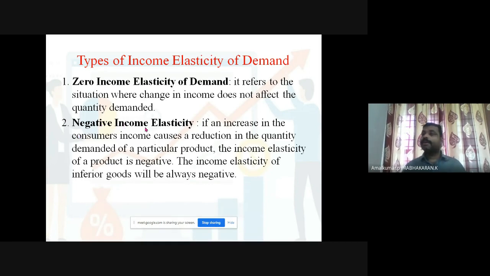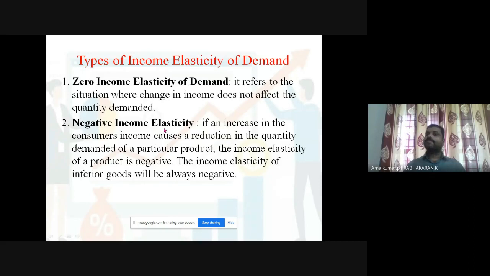In case of negative income elasticity, if an increase in the consumer's income causes a reduction in the quantity demanded of a particular product, the income elasticity of that product is negative. The income elasticity of inferior goods will always be negative. That means in the case of inferior goods, if a person's income is increasing, they shift their demand from inferior goods to superior goods.